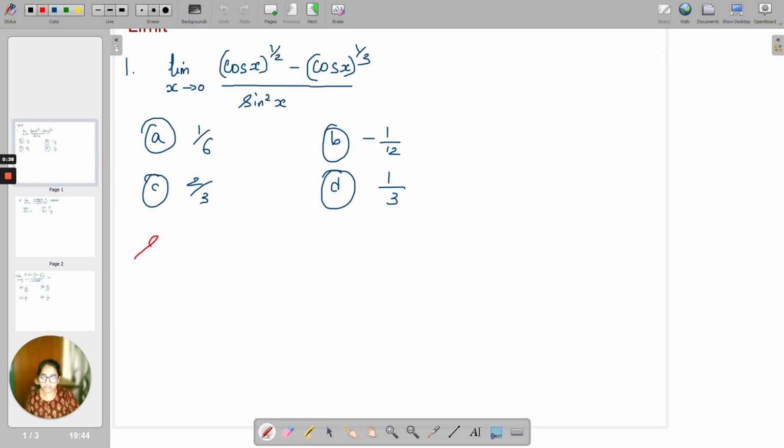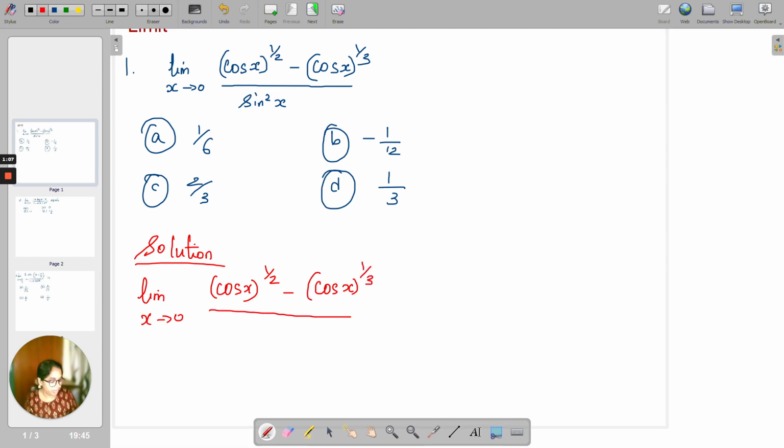the solution. They are saying limit x tends to 0 of cos x to the power half minus cos x to the power 1 by 3, divided by sin square x. Can you simplify this using anything?